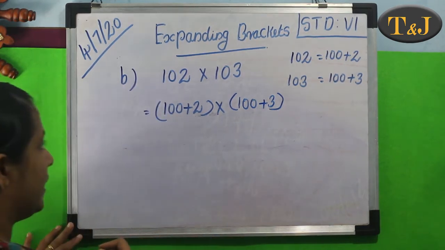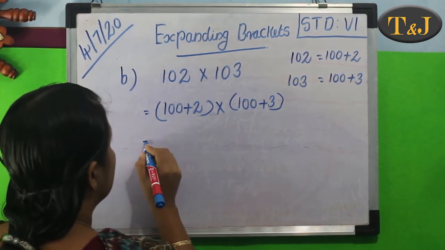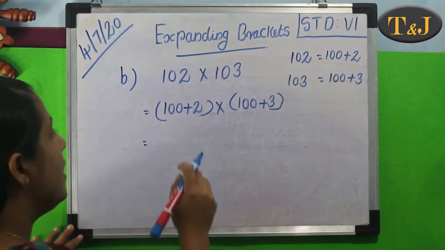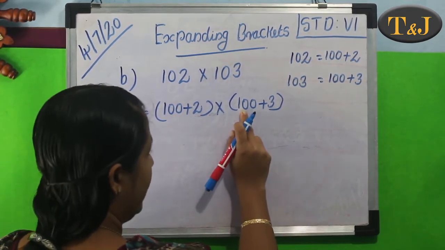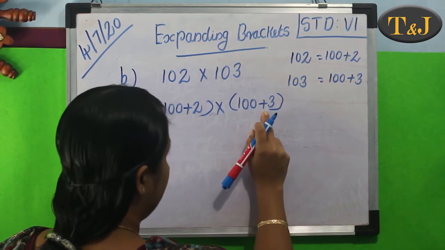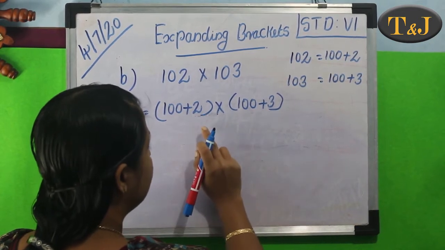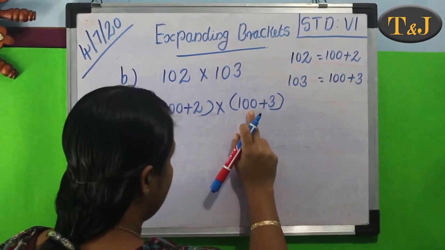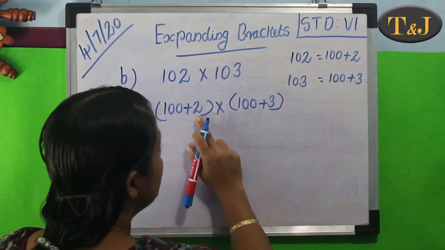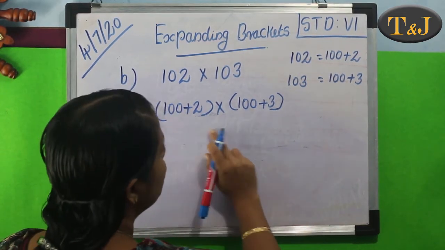This is another property. So first we multiply which numbers? First we multiply 100 and 100. Then second we multiply 100 and 3. Third we multiply 2 and 100, and last we multiply 2 and 3.